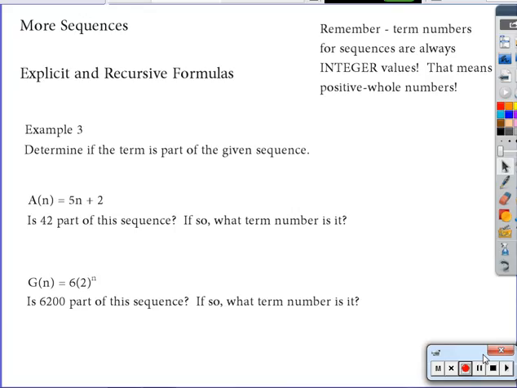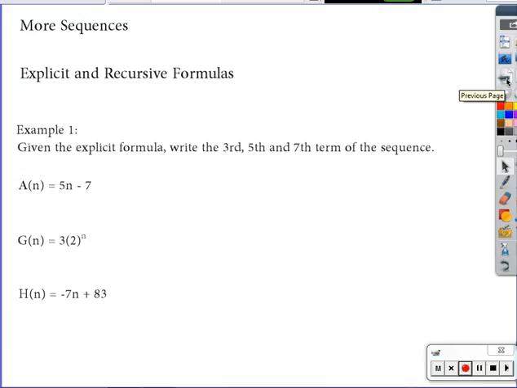All right, here's some more on sequences. We're going to talk about explicit recursive formulas. All right, let's get back to the beginning here. So, example 1, if given the explicit formula, can you write the third, fifth, and seventh term of the sequence?